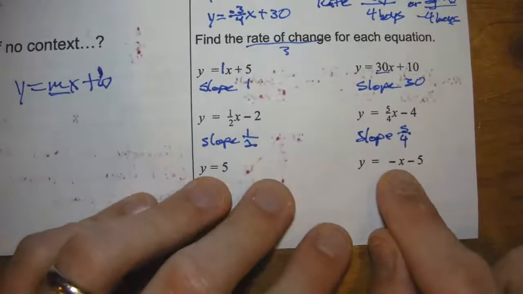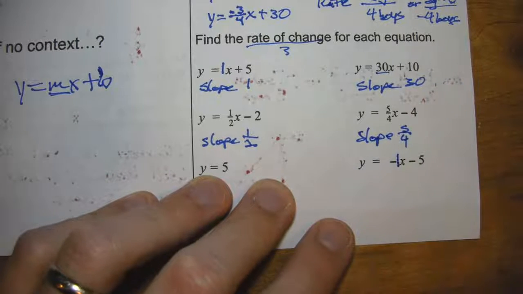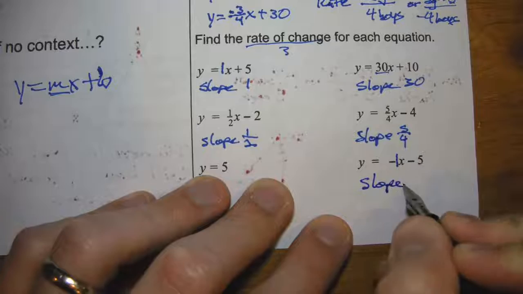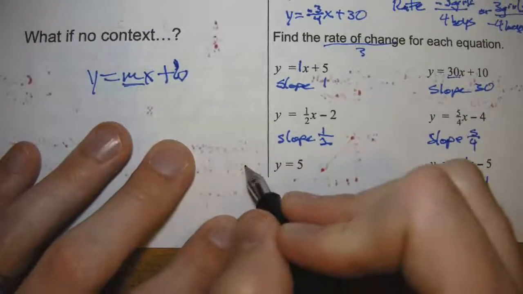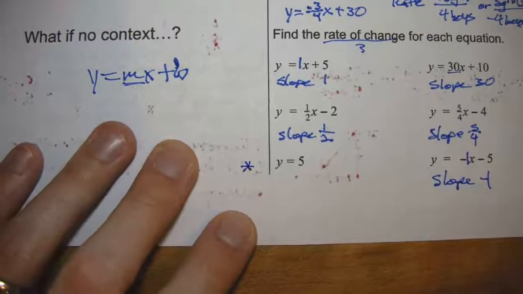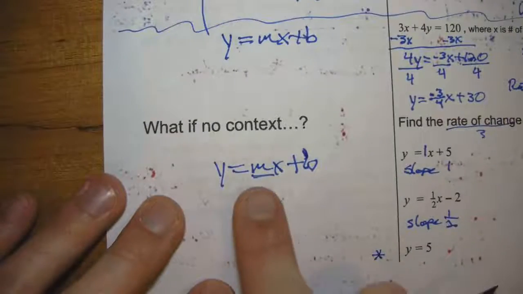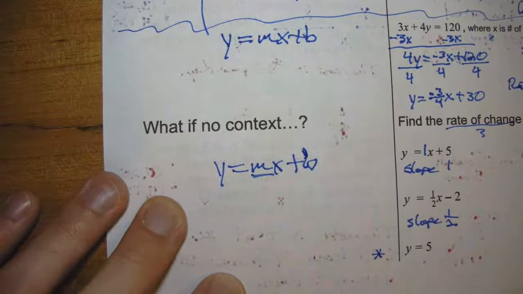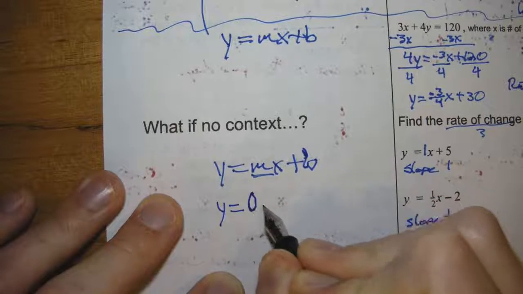This one over here, again, no number written there. So we assume that it's a 1. So our slope in this case is negative 1. Now notice this one. This one's kind of an odd duck. Put a star beside that one. Notice there's not even an x. Let's think about this. What number could I multiply by x to make it simply go away? Well, the number that comes to mind is 0.